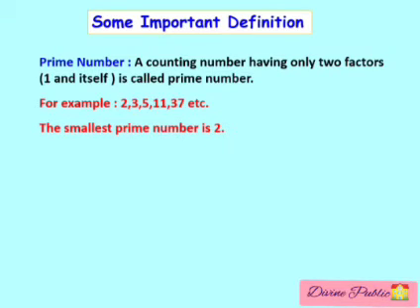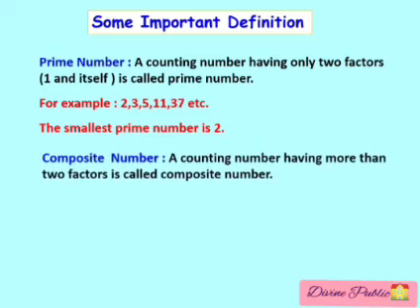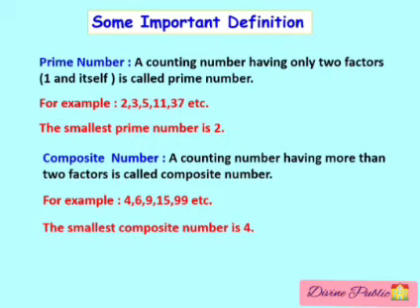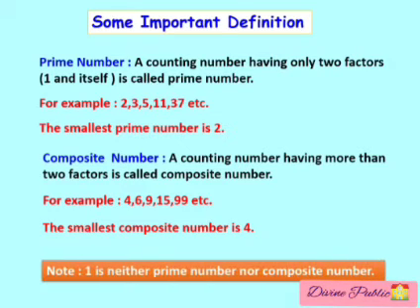Composite number. A counting number having more than two factors is called a composite number. For example, 4, 6, 9, 15, 99, etc. The smallest composite number is 4. Remember, 1 is neither a prime number nor a composite number.